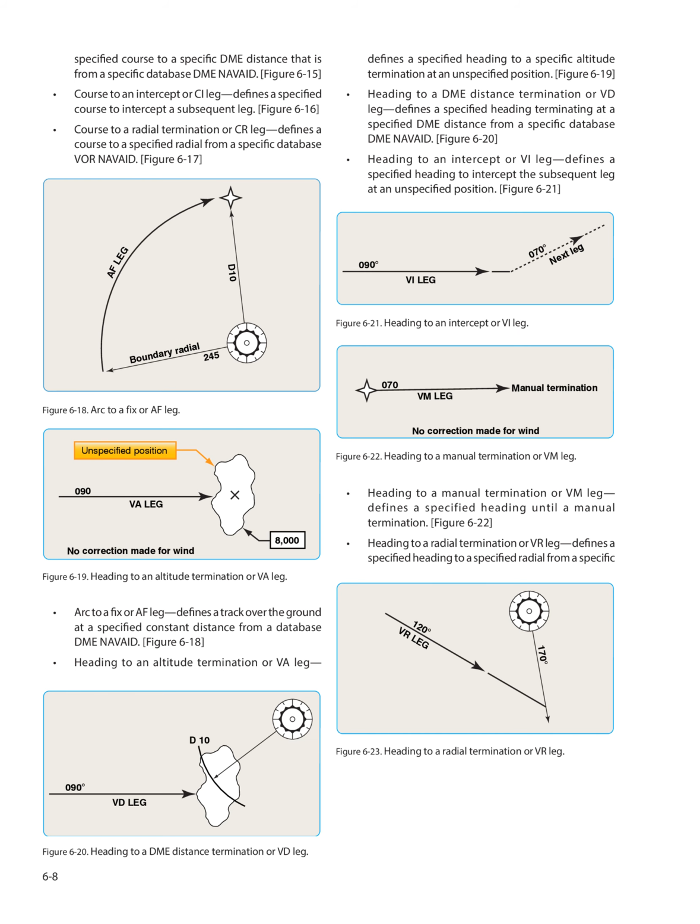Figure 6.18, heading to an altitude termination, or VA leg, defines a specified heading to a specific altitude termination at an unspecified position. Figure 6.19, heading to a DME distance termination, or VD leg, defines a specified heading terminating at a specified DME distance from a specific database DME navaid. Figure 6.20, heading to an intercept, or VI leg, defines a specified heading to intercept the subsequent leg at an unspecified position. Figure 6.21, heading to a manual termination, or VM leg, defines a specified heading until a manual termination.